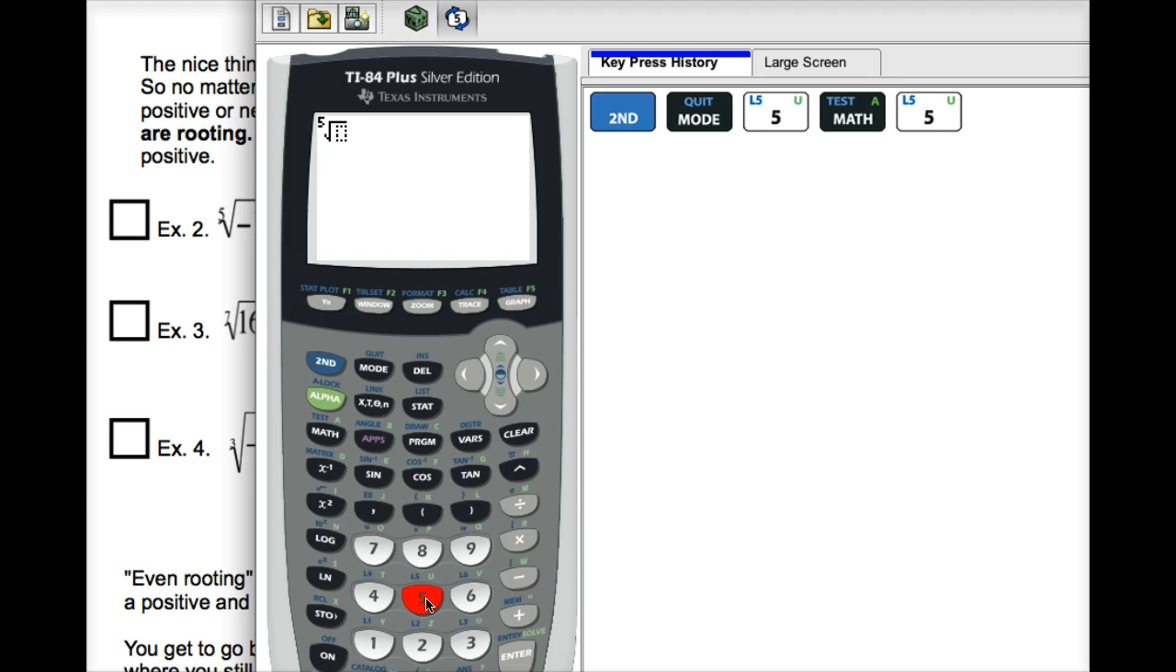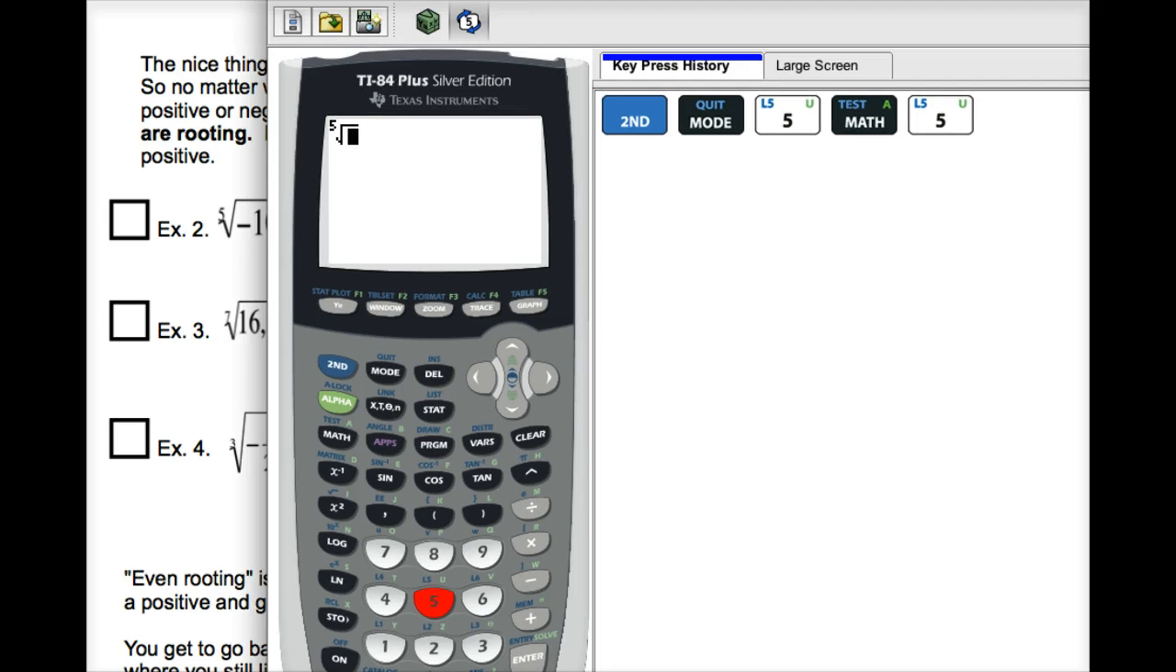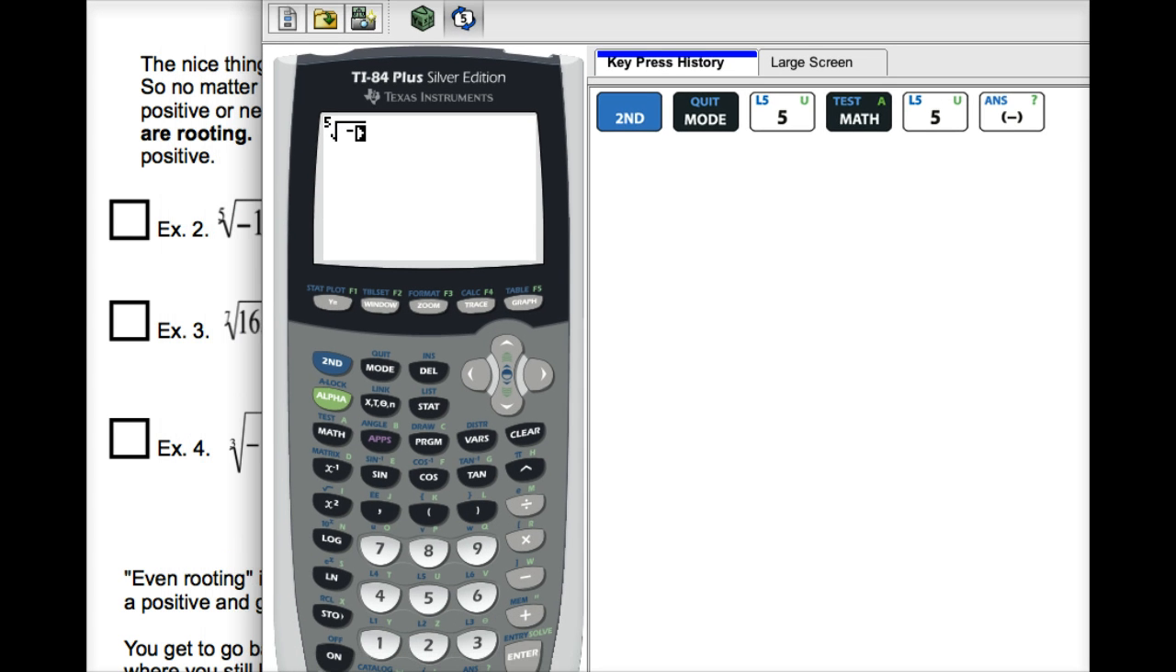And then I'm just going to type in negative. Make sure you hit negative and not the minus sign. I'm having trouble getting to my negative symbol here, based on the screen. There it is, way down there. Okay, there's a negative symbol. And then we'll type in 1,000.